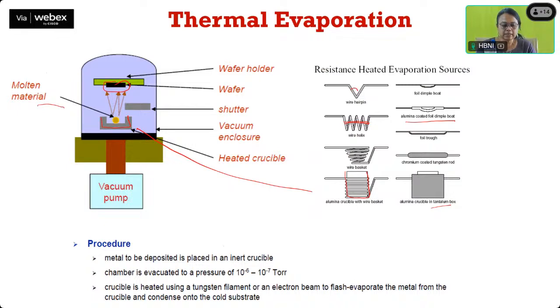Now the point is, why do we require vacuum? Whenever we are growing a thin film, we require vacuum because we are evaporating it. If vacuum is not there, whatever is getting evaporated will collide with the air molecules, and they will not be able to travel to the substrate. That's why vacuum is very important in all thin film growth techniques. So the metal to be deposited is placed in an inert crucible.